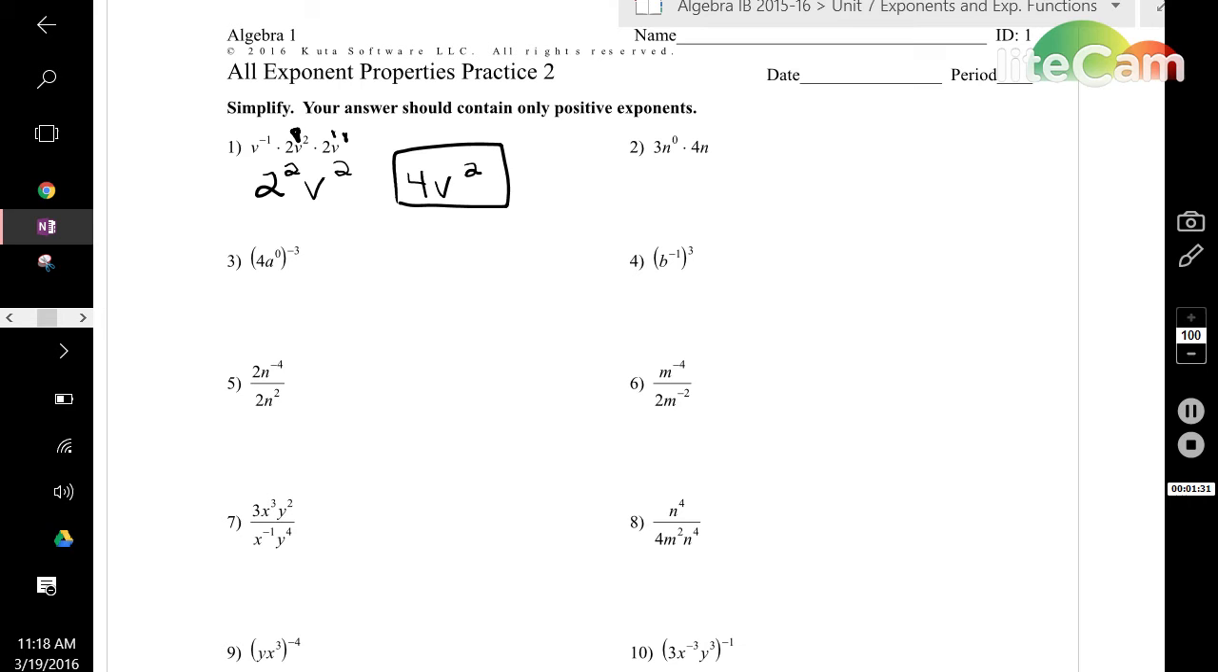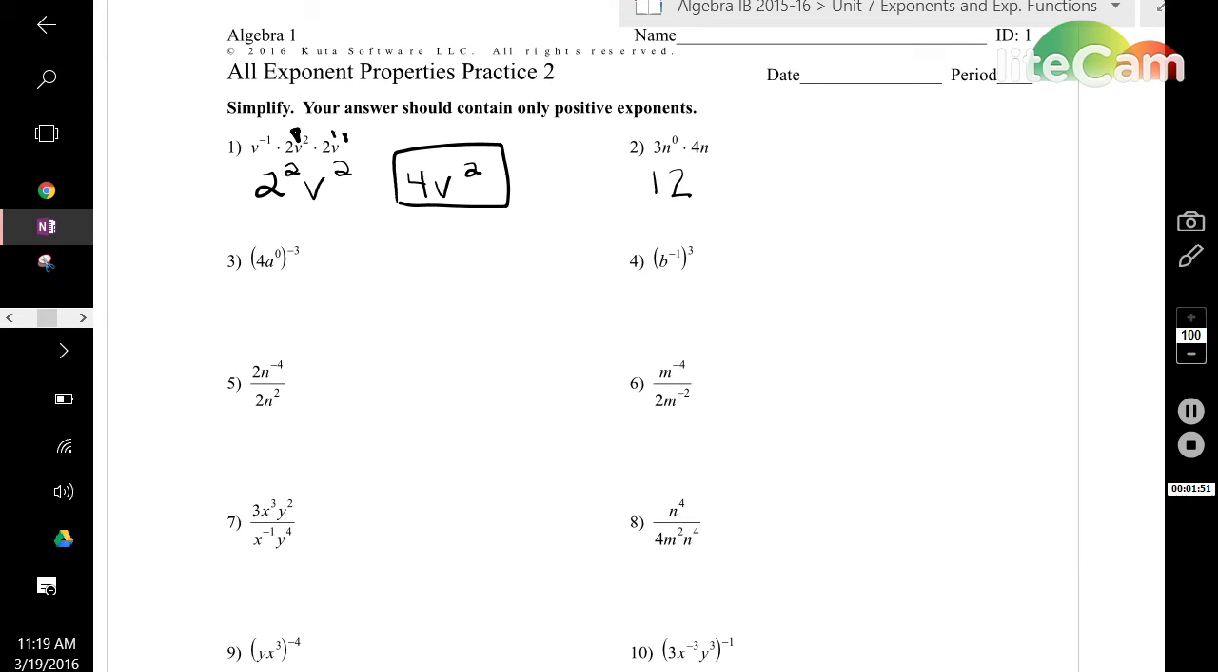If we look at a problem like number 2, similar setup because it's product, but 3 and 4 are not like bases, so I cannot use any properties on their exponents. So I would multiply those coefficients 3 and 4. 3 times 4 gives me 12.